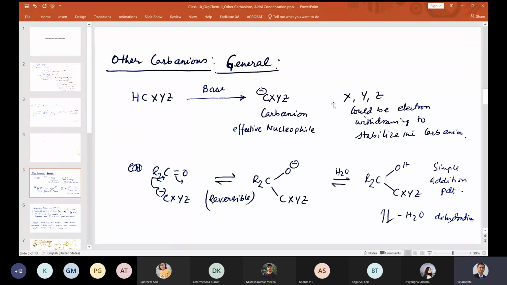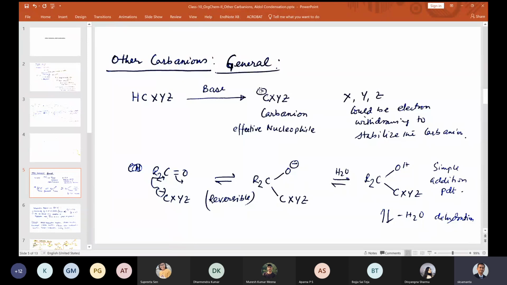That is why, when any one of the XYZ groups is an electron withdrawing group, then these groups can stabilize this carbanion. Then the carbanion will be called a stable carbanion. Many times it can also form the enolate species. When the carbanion is connected close to a carbonyl center, it will form an enolate species by resonance stabilization. We will come to those very soon.